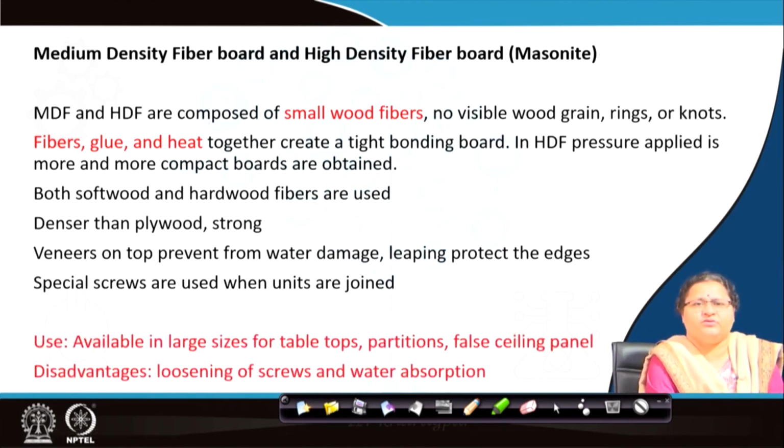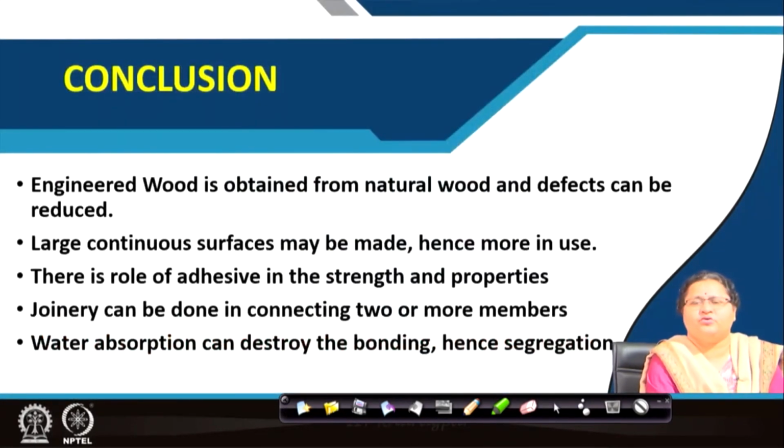So, here are the uses and the disadvantages, and with this we conclude, saying that engineered wood is obtained from natural wood and defects can be reduced. Large continuous surfaces can be made without the use of joinery. So, it is more and more being used. It is stable because, particularly plywood, has grains in both directions. So, they do not bend, there is minimum warping.